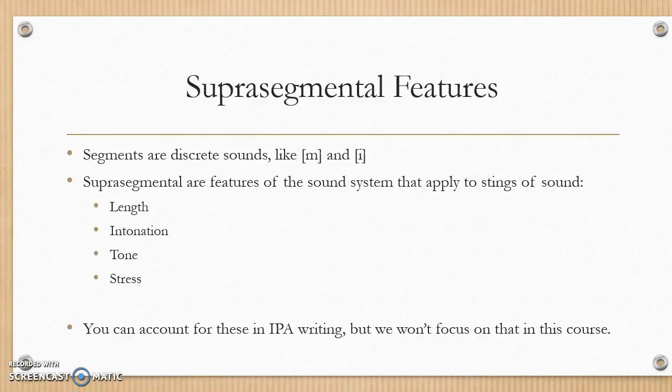Then there are suprasegmental features, and these are in addition to the discrete sounds. They cover length, intonation, tone, and stress. We won't be focusing on this in this class. This is a much more detailed way of writing linguistics, and you can account for them in IPA writing. If you look at the bottom of the back cover, you'll notice the different diacritics and symbols that can account for different suprasegmental features.